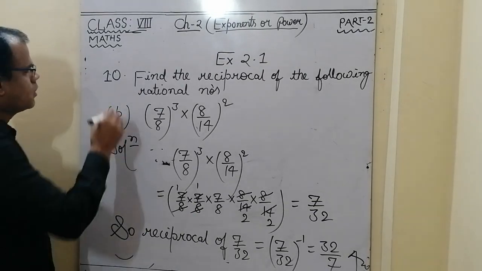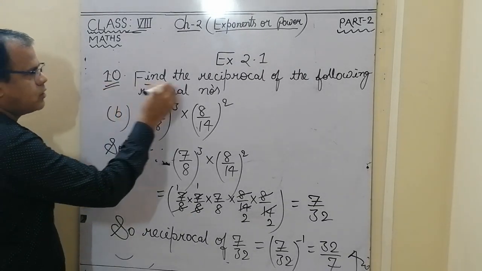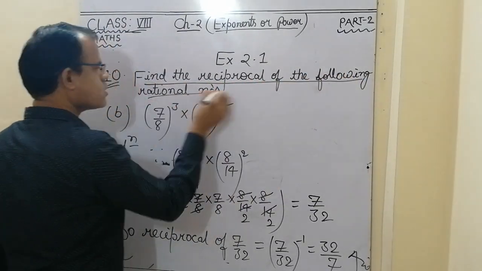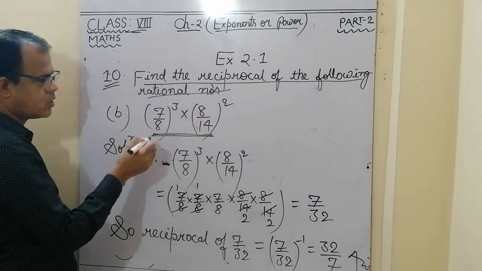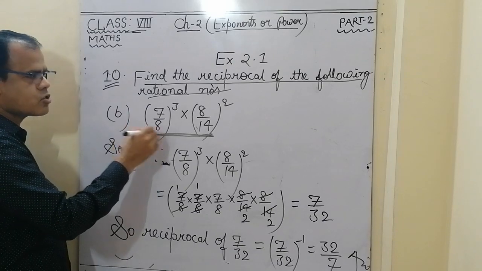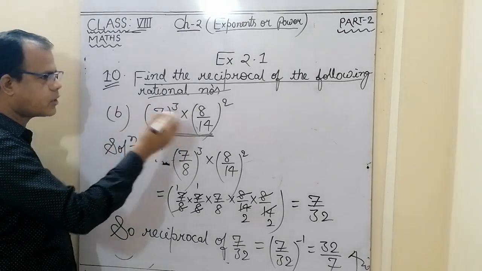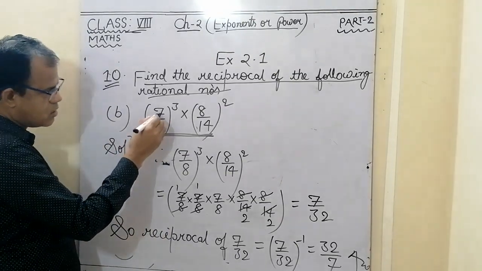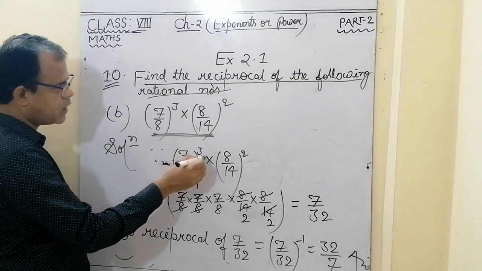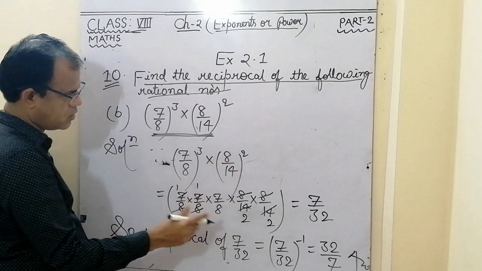Yes, student. Next question 10. Find the reciprocal of the following rational number. We have to find the reciprocal of this number. So first we have to solve this number, and after that we find the reciprocal. So look here. (7/8)^3 multiplied by (8/14)^2.